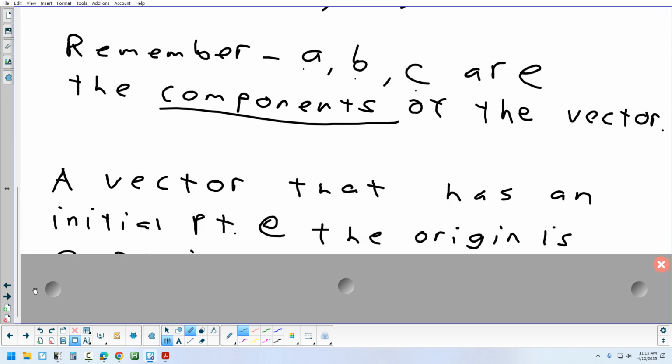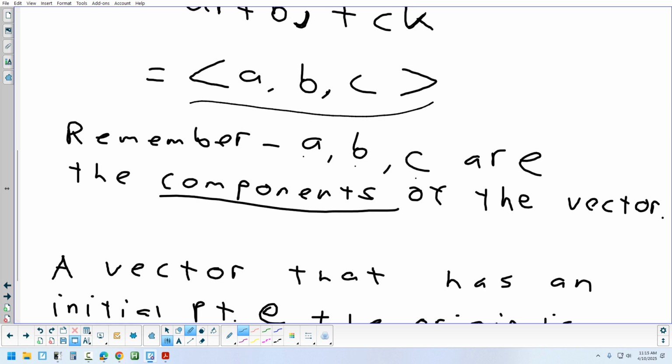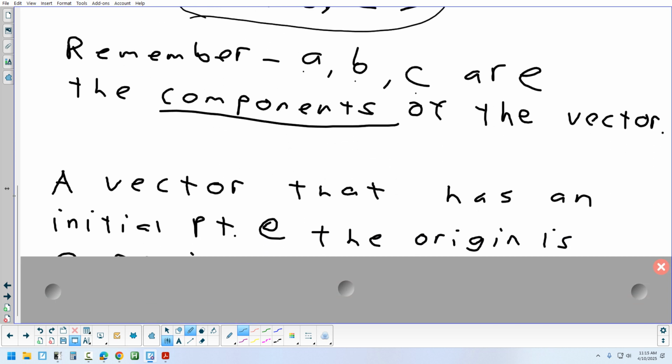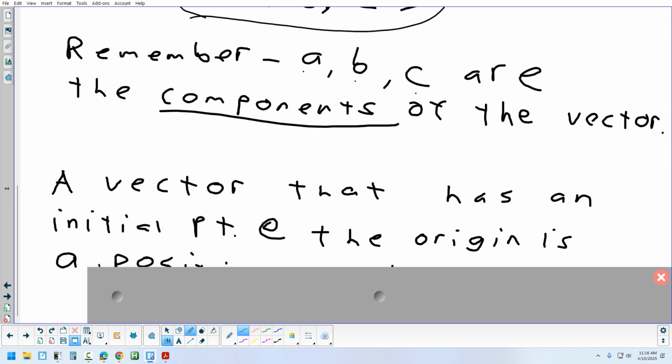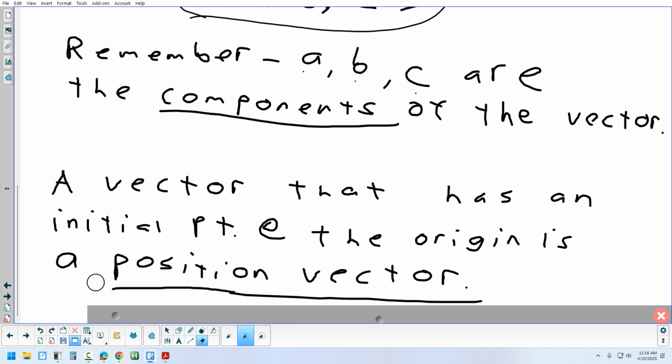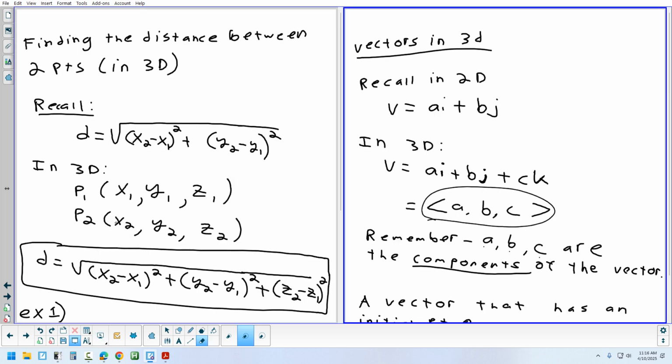That was one of the last things we did the first day we talked about vectors. I told you that this notation doesn't tell you where to put the vector. You can put it anywhere you want. But if you start it at the origin, it has a special name. Does anybody remember what you call it? If your vector starts at the origin. Is it position vector? Yeah. It's called a position vector. So if a vector starts at the origin, that's called a position vector.